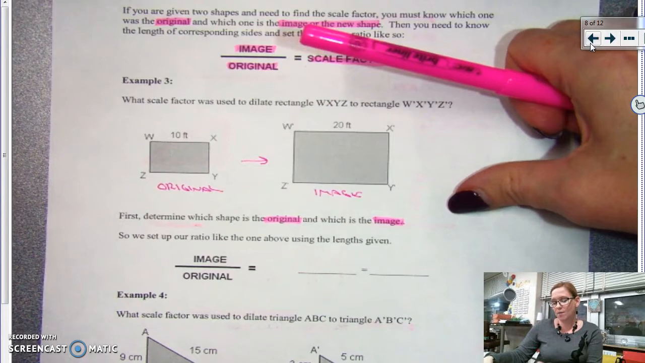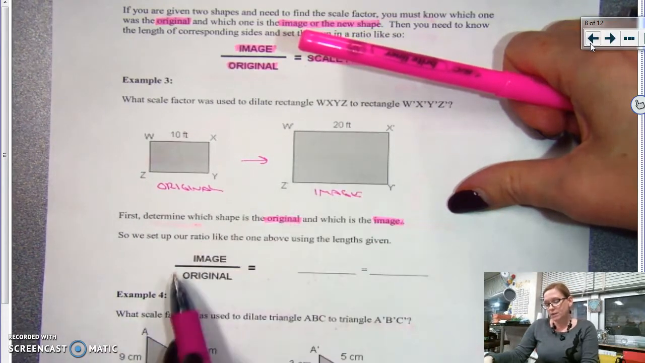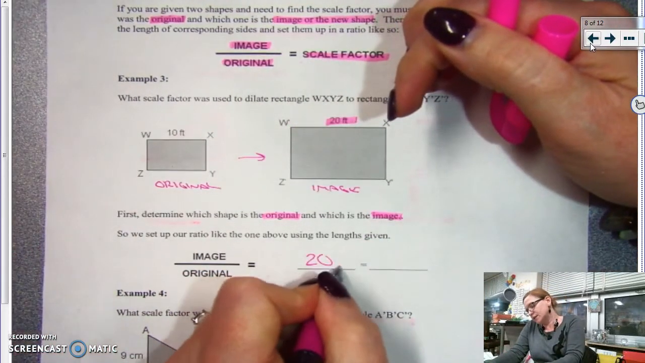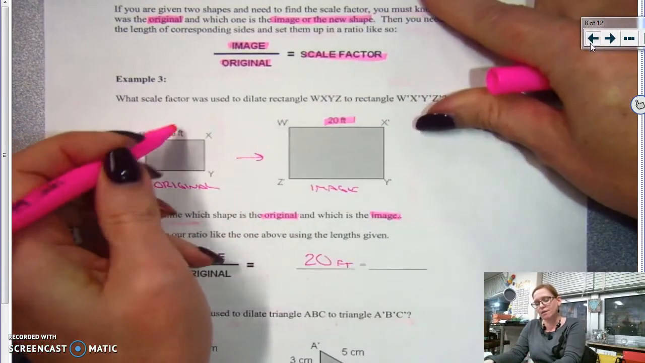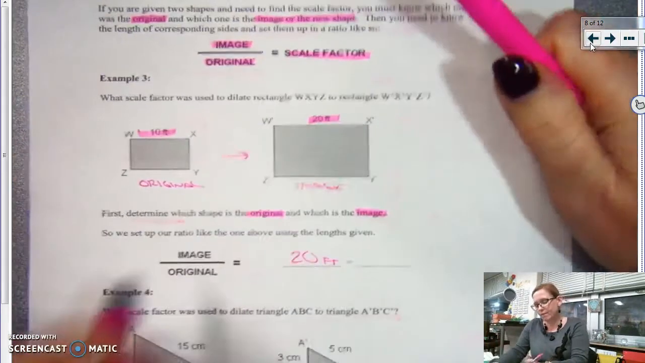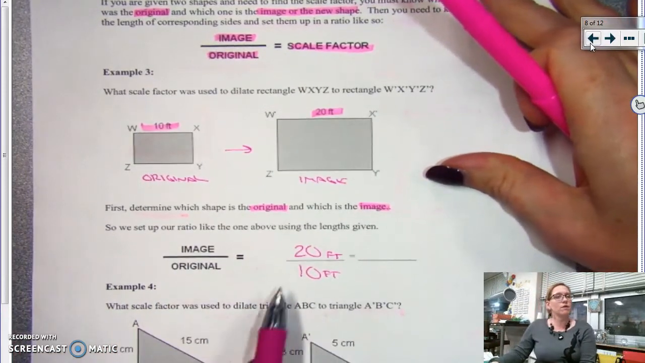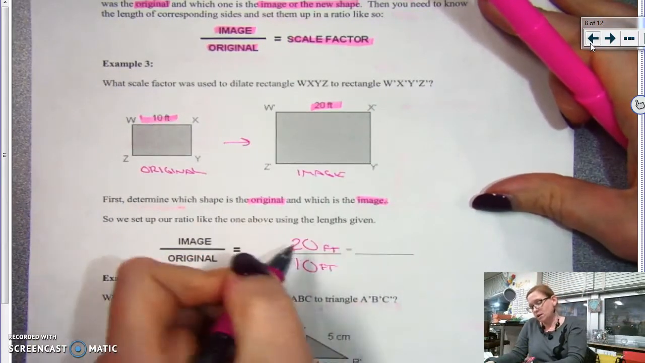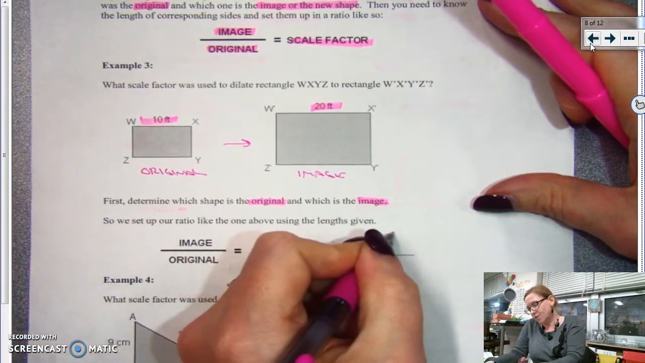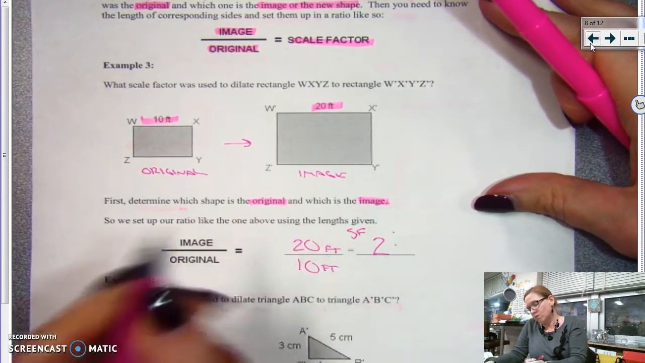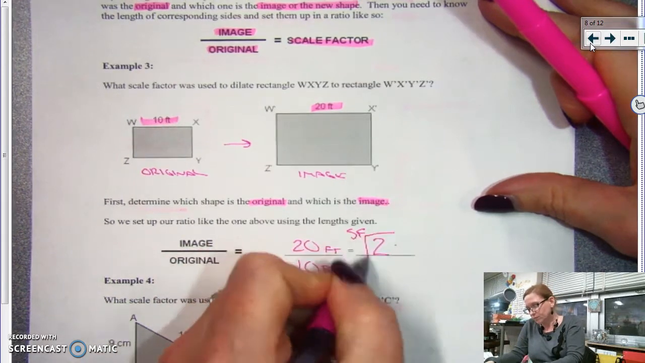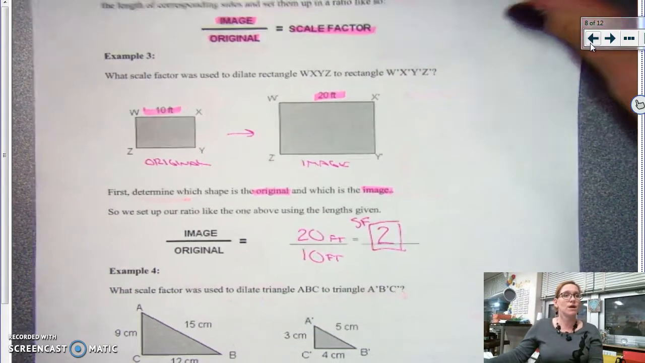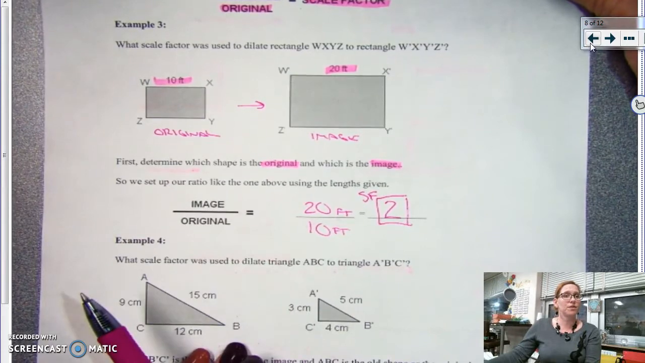So now that we do that, we can set up our ratio. The side of the image is 20 feet, and the side of the original is 10 feet. So we are left with our ratio, which is just a simple division problem, and 20 divided by 10 simplifies to 2. So our scale factor would be 2. So that's another way to make sure that you can find scale factor, especially if you don't have a grid that you're counting on. You can just simply do the math.